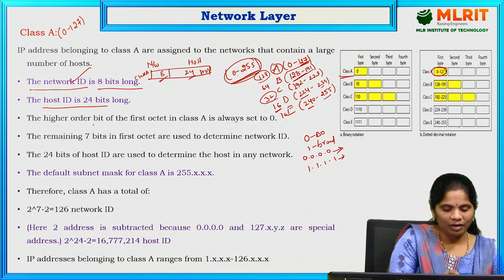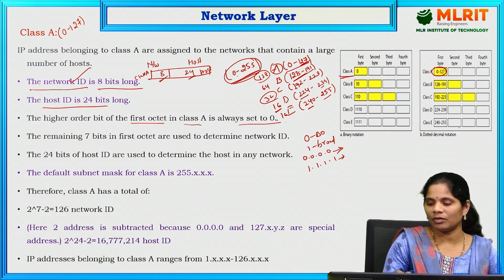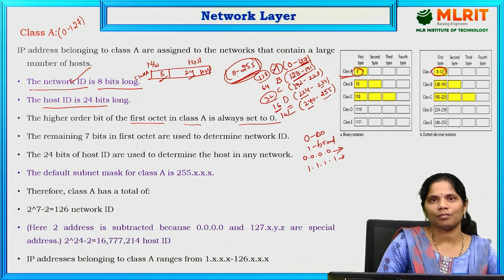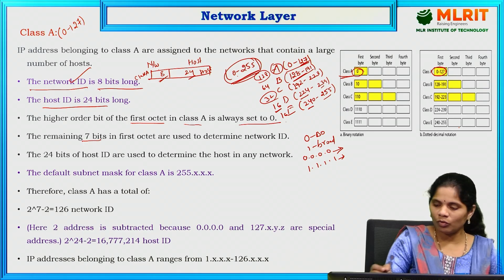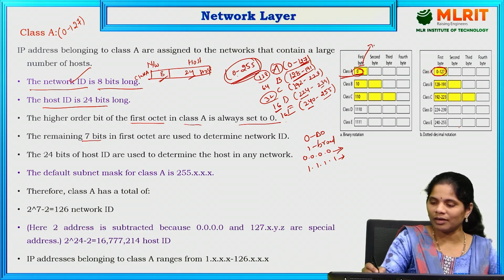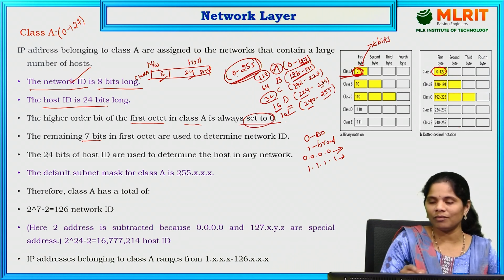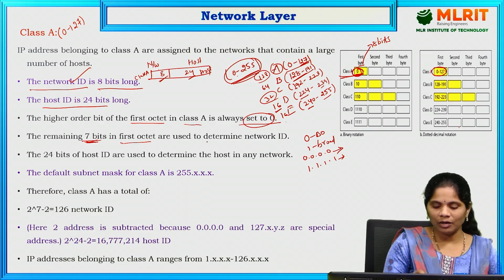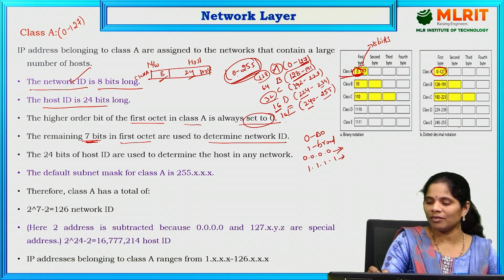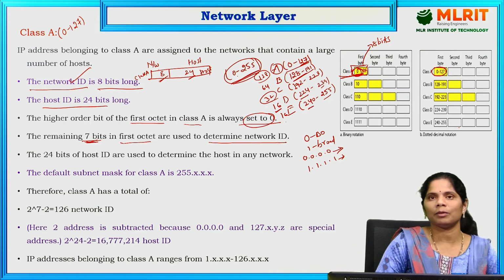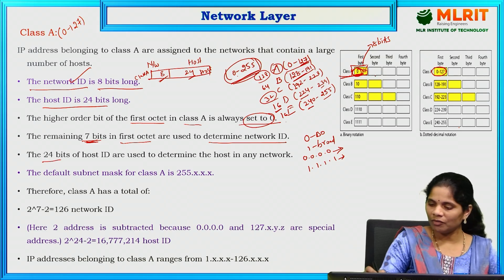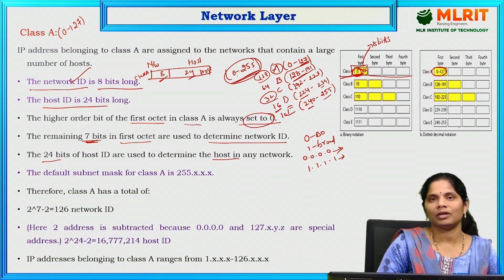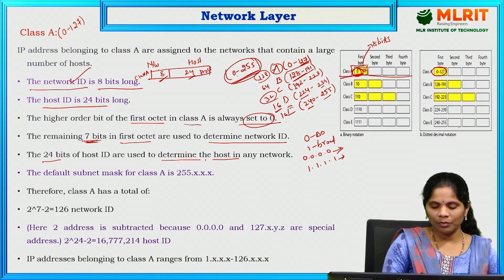The higher order bit of the first octet in class A is always set to 0. So the first bit is set to 0. Each byte has 8 bits, so among these 8, the remaining 7 bits of the first octet are used to determine the network ID. The remaining 24 bits are used for the host ID, to determine the host.